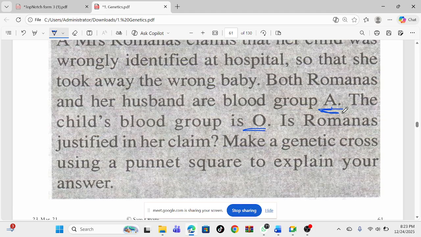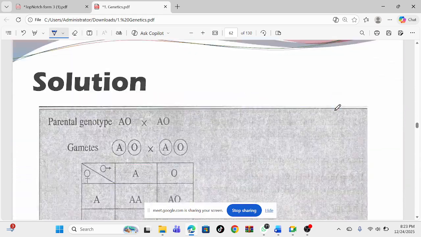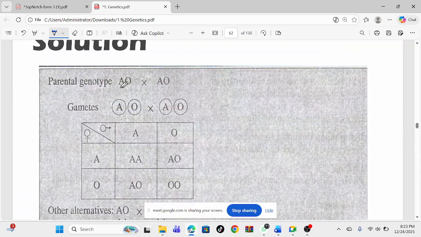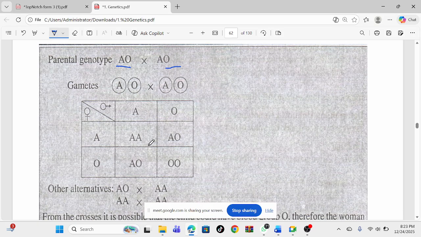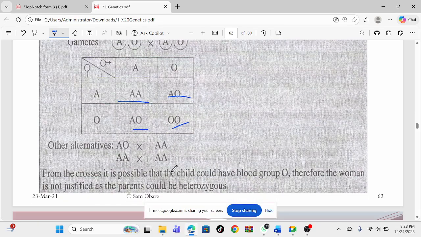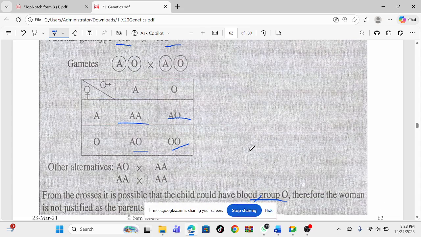So come up, both of them they are blood group A, meaning that they have blood group AO and AO, since their kid akona O. So you just multiply like sasa itakuwa A times A itakuwa AA, A times O itakuwa AO, A times O itakuwa AO, O times O itakuwa OO. So from the cross, it is possible that the child could have blood group O.